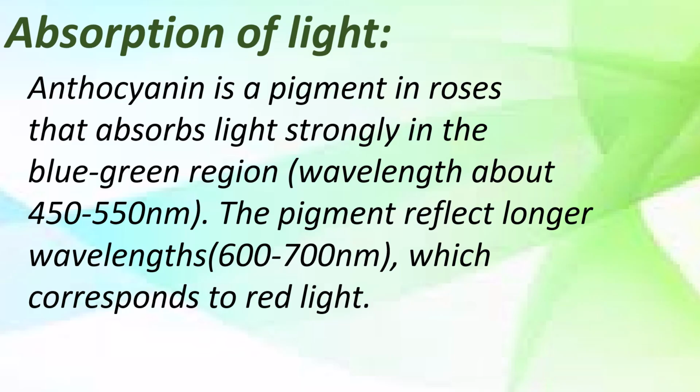So these colors, violet, indigo, blue, green, yellow, orange, red, all have different wavelengths in the visible range. Anthocyanin absorbs light strongly in the blue-green region, having wavelength about 450 to 550 nanometer, but it also reflects longer wavelength 600 to 700 nanometer, which corresponds to red light, and we see the flower as red.